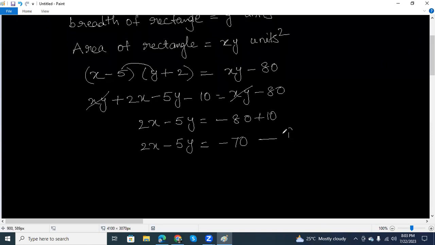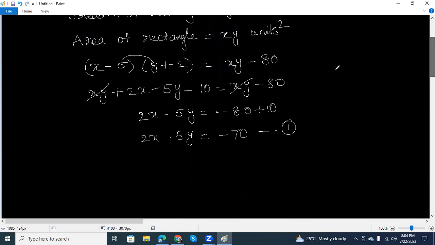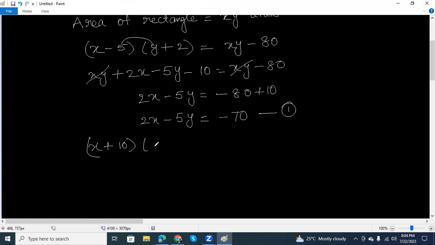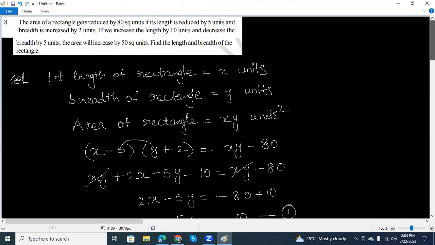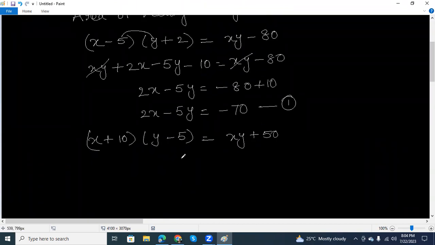This is equation 1. Now we will frame another equation from the question. If we increase the length by 10 units, length got increased by 10 units, so x plus 10. Increase means plus. Next, decrease the breadth by 5 units. Breadth we have taken as y, so breadth got decreased. Decreased means y minus 5. Then what condition have they given? Area will increase by 50 square units. Increase symbol is plus, 50 it has been increased.